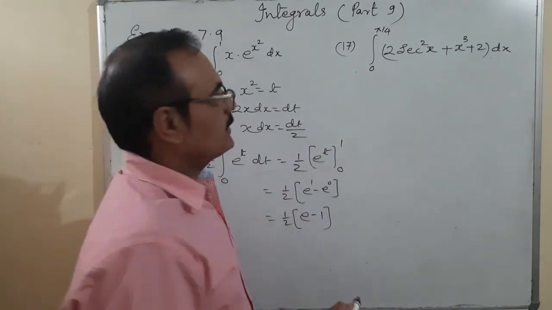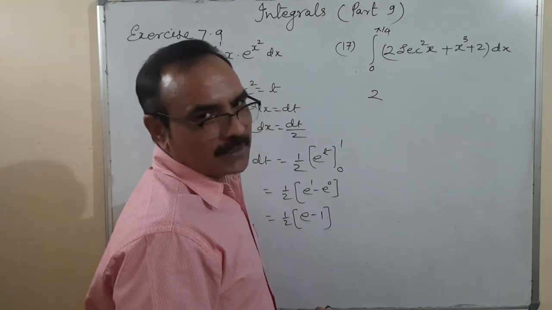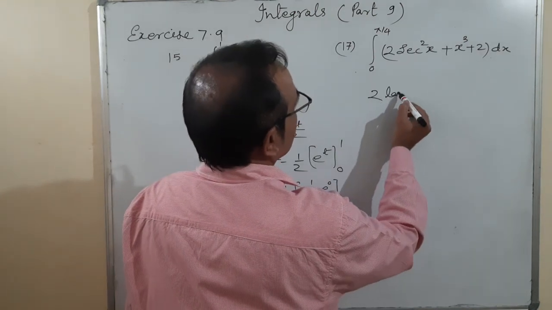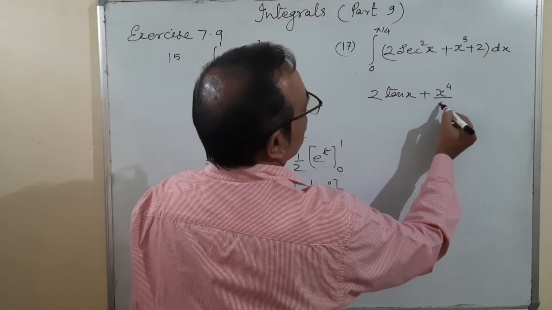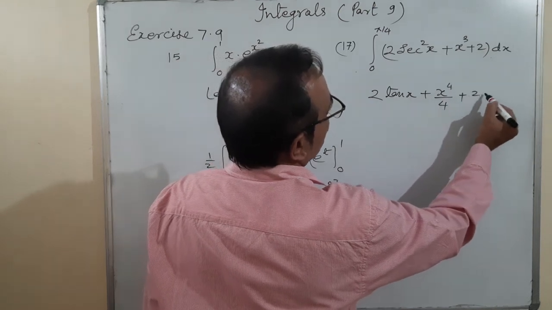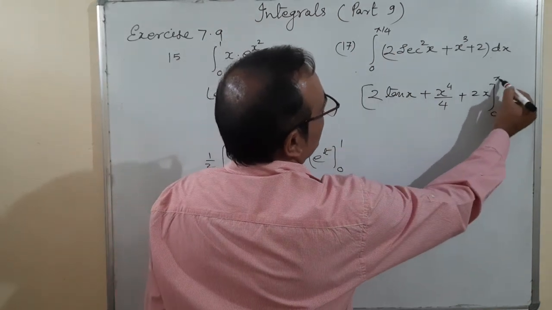They will be integrated. 2 as it is, integration of sec square x is tan x, plus x to the power 4 upon 4 plus 2x, limit 0 to pi by 4.